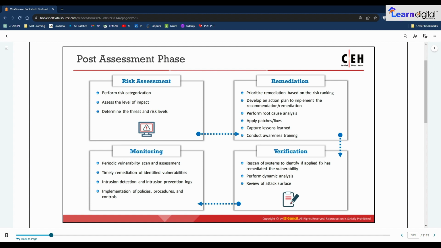The tasks performed in the post assessment phase include creating a priority list for assessment recommendations based on the impact analysis, developing an action plan, capturing lessons learned to improve the complete process in the future, conducting training for employees, and so on. There are four important steps we need to follow in the post assessment phase: the risk assessment, remediation, monitoring, and the verification.